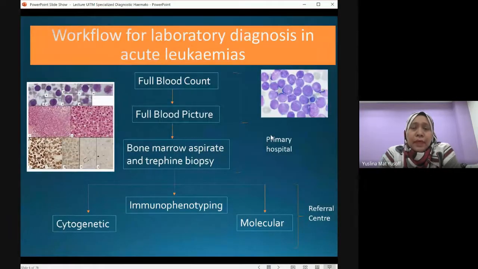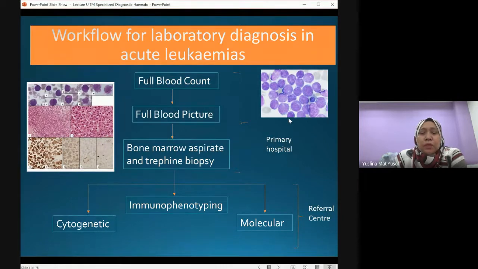So I'll give an example of the workflow for lab diagnosis in acute leukemia, what really happens in the ward and the hospitals. Usually when a leukemia patient comes to the hospital, they are very ill, anemic, pale, and some come with bleeding and infection because the white cell count is very high, and the other parameters, hemoglobin and platelet, are low at that time.